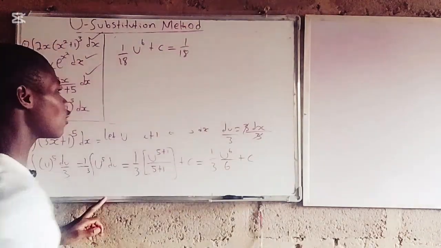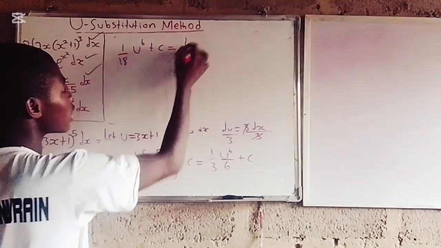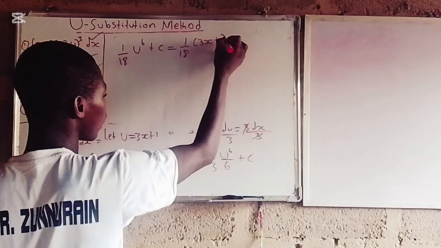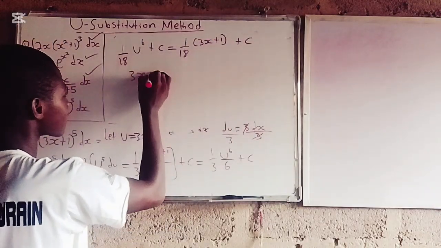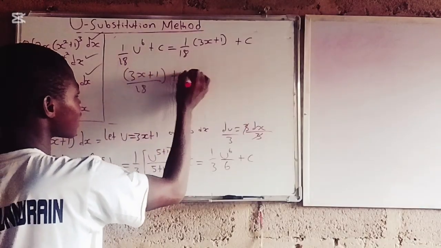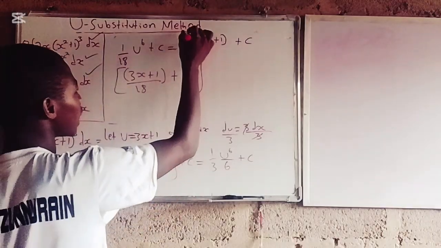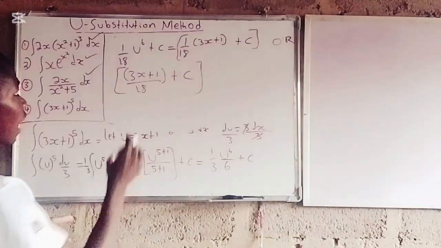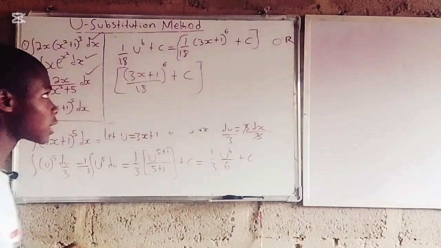Okay, I have to substitute the value of u. What will be the value of u? I said 3x plus 1. So it is 1 over 18 times (3x plus 1) to the 6th power plus the constant of integration, or you can say (3x plus 1)^6 all over 18 plus the constant of integration. But don't forget, you have the power of 6.